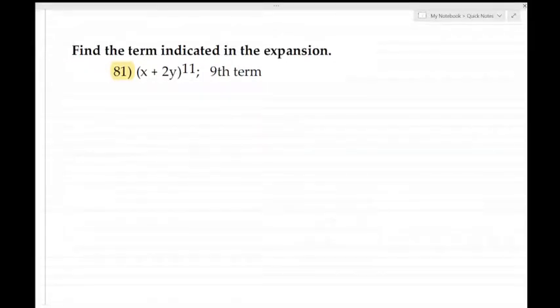Then we're asked to find the indicated term of the expansion. So remember, the first thing that we have to do perhaps will be to recall the formula for figuring out the specified value. So r minus 1 is equal to the term that we want, or the term in question, right? So if we are looking for the 9th term, then that's what we will plug in for that.